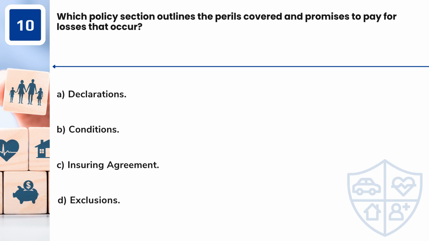Question 10. Which policy section outlines the perils covered and promises to pay for losses that occur? A. Declarations. B. Conditions. C. Insuring agreement. D. Exclusions.